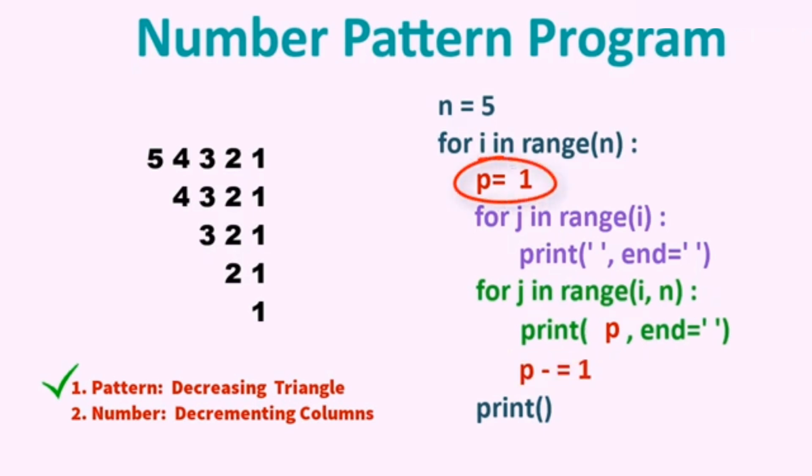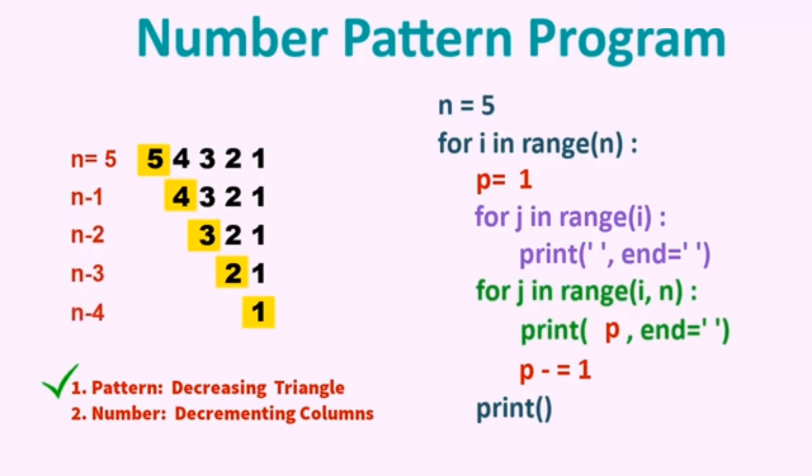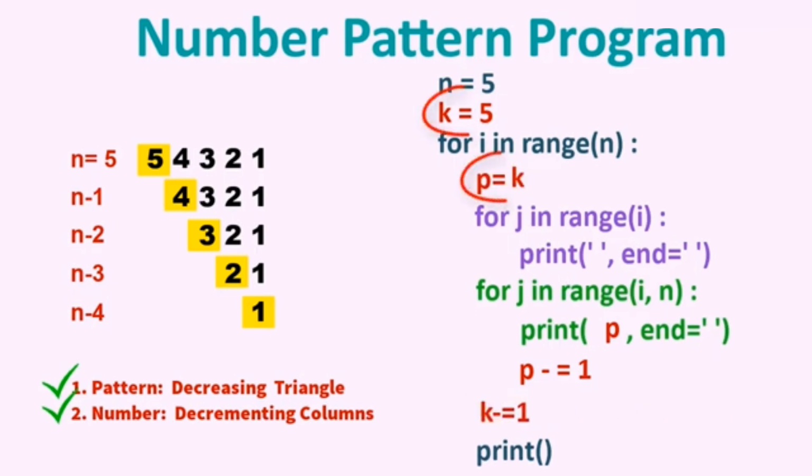If you look closely, the value is n first, then n minus 1, then n minus 2, then n minus 3 and so on. Here I will initialize another variable k outside the outer loop and initialize it with 5, like how we had done for the rows. I will use it to initialize P every time. After printing a complete row, in the end we will decrement it by 1. So here there is a combination of two variables, one k to decide upon the starting number of rows and second P to handle the columns.